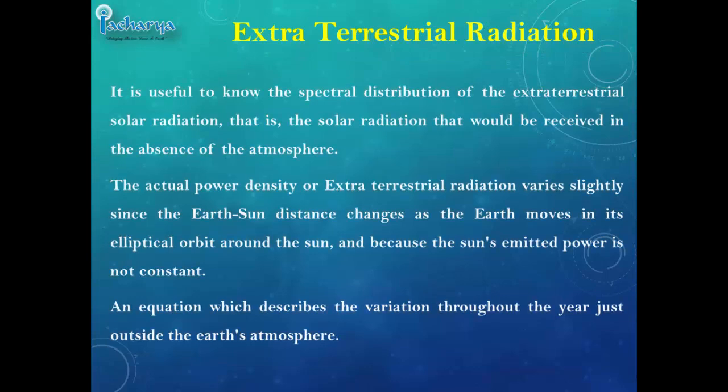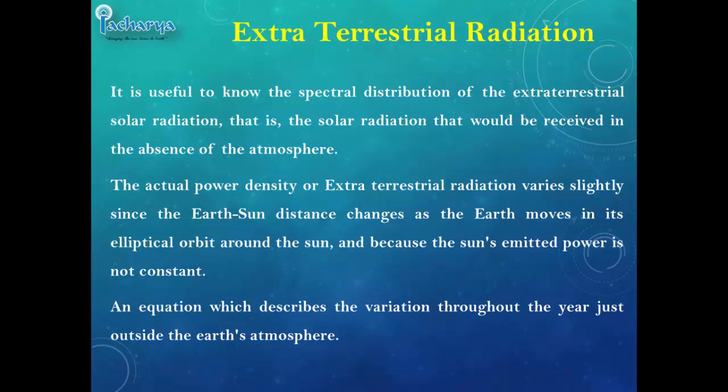Extraterrestrial radiation. It is useful to know the spectral distribution of the extraterrestrial solar radiation, that is, the solar radiation that would be received in the absence of the atmosphere. The actual power density of extraterrestrial radiation varies slightly since the distance between the sun and the earth changes as the earth moves in its elliptical orbit around the sun, and because the sun's emitted power is not constant.